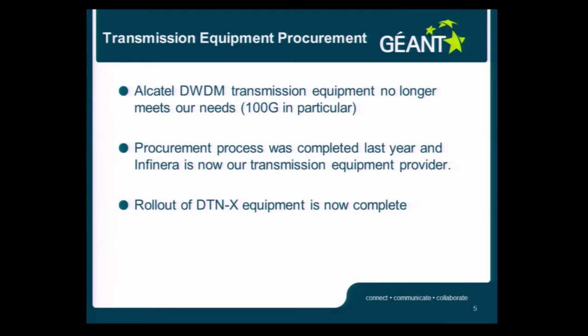Transmission equipment procurement. We used to have Alcatel DWDM equipment that was no longer meeting our requirements, mainly the 100 gig. We needed 100 gig and it wasn't able to support it. The procurement process for that completed last year, and Infinera, as I said before, is now our transmission provider. We've completed the rollout, and Alcatel DWDM equipment is out and Infinera is in. That was completed in May this year, and it allowed us to support 100 gig.